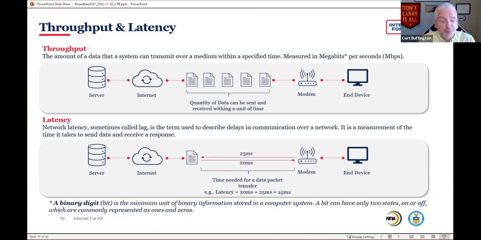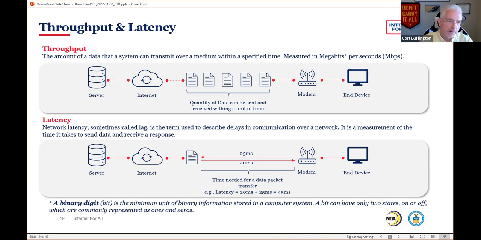It also takes time to move data through a network. And this is latency. Latency, sometimes called lag, is used to describe the delay in communication over a network. Just like in our car analogy earlier, data takes time to move through a network. And sometimes there is variation in the amount of time it takes, and that's called jitter. So in the BEAD NOFO, we talk about reliable broadband service must have a maximum of 100 milliseconds latency measured round trip, so 50 milliseconds each way.